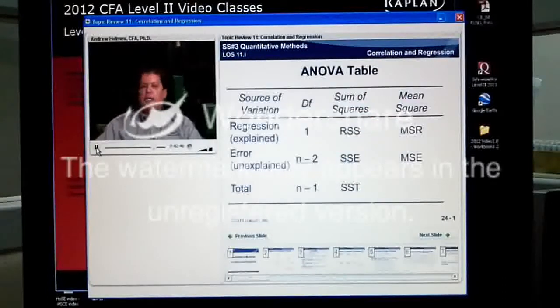Looking at this ANOVA table, the point here is that it doesn't matter if we have one independent variable or 100 independent variables. All we're able to say is: here's what we can explain and here's what we can't explain.